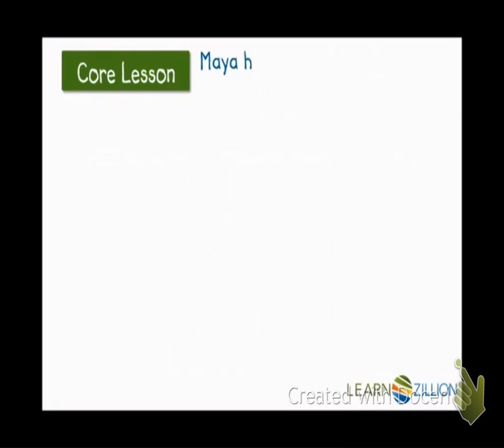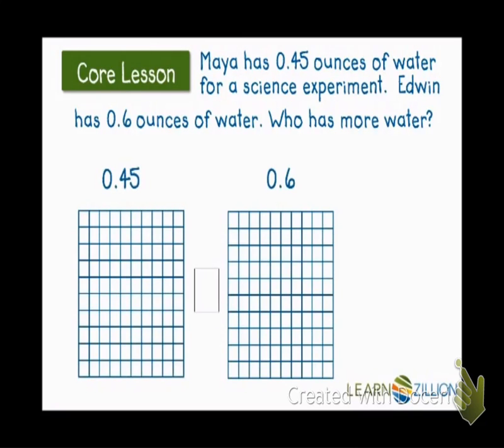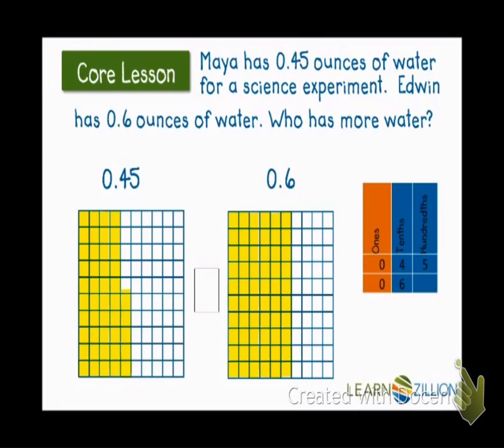Let's try another one. Maya has 45 hundredths ounces of water for a science experiment. Edwin has 6/10 ounces of water. Who has more water? Well, I'm going to start by drawing my pictures again. Here in the 45 hundredths, I know that's 4/10 and 5 hundredths. So I can draw in 4 groups of 10 for the 40, and then the 5 right there. And then 6/10 here. Well, that's pretty easy once I look at them.